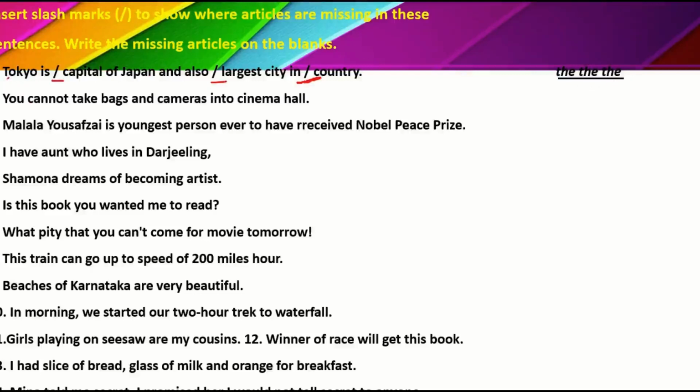Tokyo is the capital of Japan and also the largest. It's the superlative degree, the largest city in the country. So like that, you can put the slashes and also write the missing articles on this side. Let's see the second one.